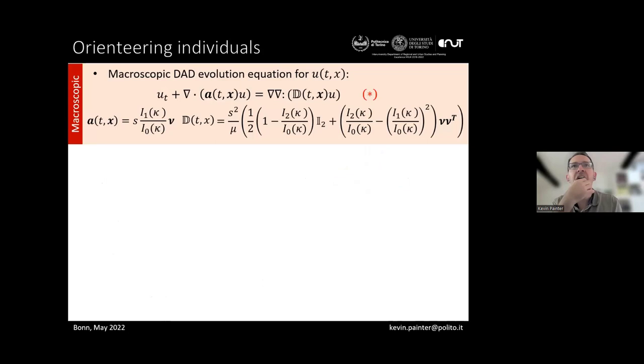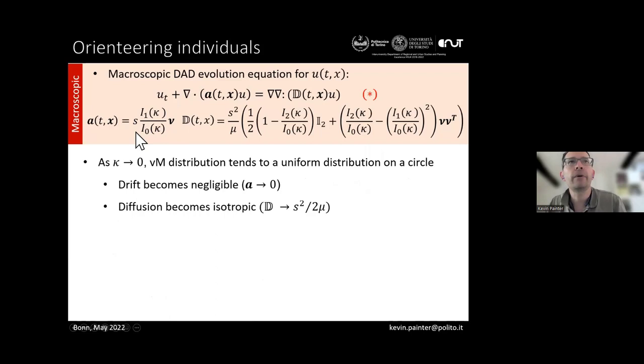Okay, so that kind of goes in there. For this von Mises distribution, we can explicitly calculate A and D. Just as a note here, you have to know how these modified Bessel functions that they're based on work, but it gives the behavior that you would expect.